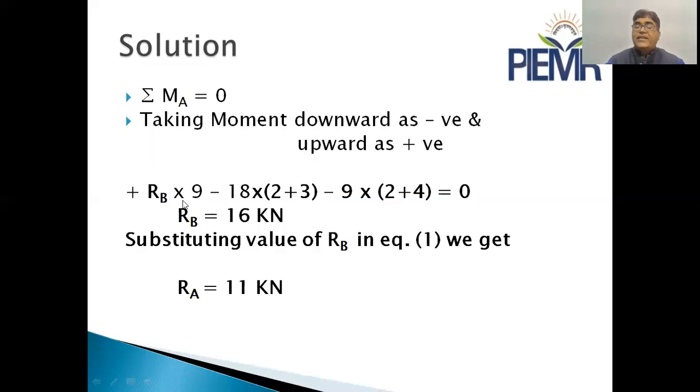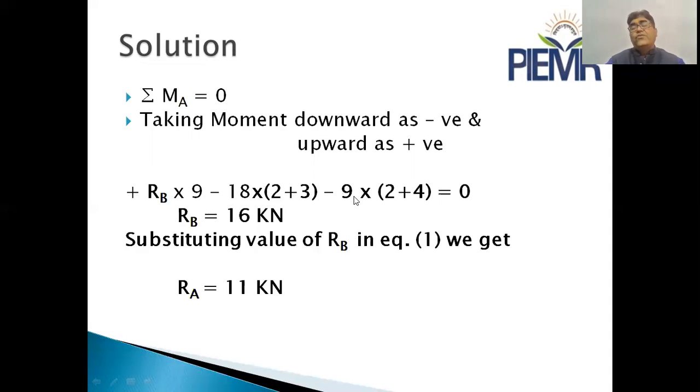There are 3 moments created. The first will be created due to reaction RB. RB's reaction will be upward, therefore its moment will be plus, multiplied by its distance of 9 meters from A, therefore RB into 9. Minus sign because the total concentrated load of the rectangle is 18 kilonewton and downward, therefore the moment will be negative, multiplied by its distance. Its center is at 3 meters, half of the span, and we add 2 because we are taking the moment at point A, therefore 2 plus 3 that is 5, 18 into 5 comes out to be 90.